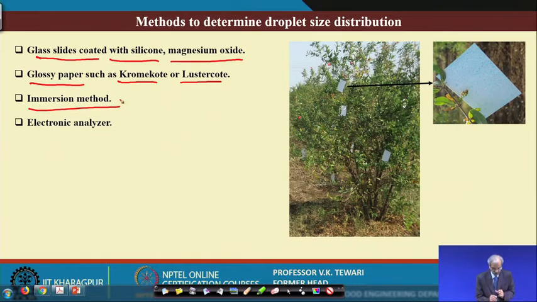Then the immersion method. What is the immersion method that is utilized? Electronic analyzer. This is another way of finding out droplet size, by seeing what the different sizes are, and electronically you can find the value of the droplet size. Various methods, various sophisticated equipment are available to find out this droplet size.